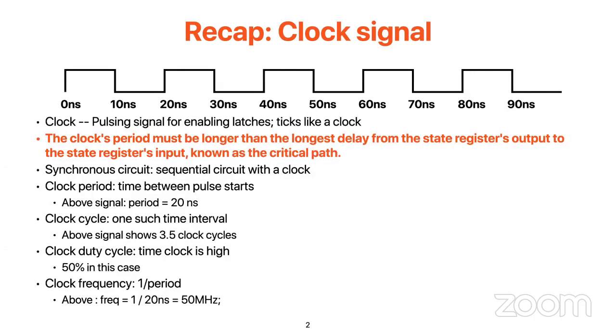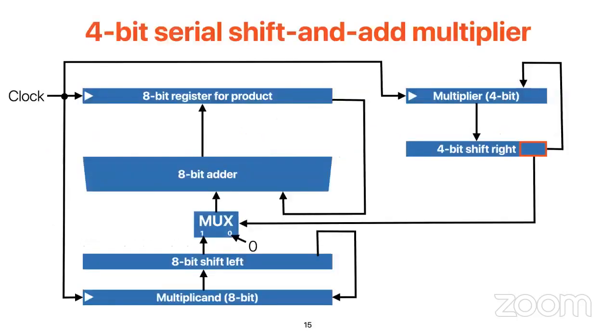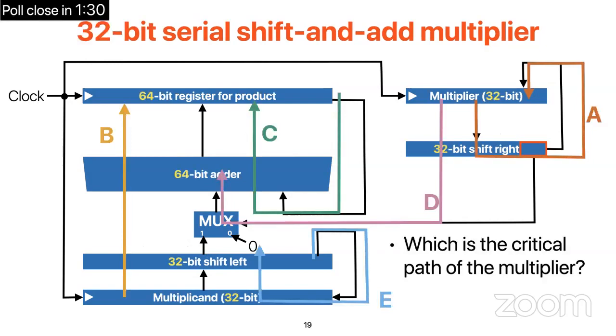So if you look at this, which paths are qualified as a path between state registers? Well, they have to start and end at a state register. It doesn't have to be the same one, but it has to start and end at one. So which one is qualified, and which one is not qualified?